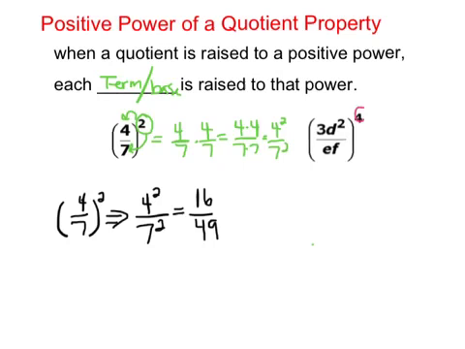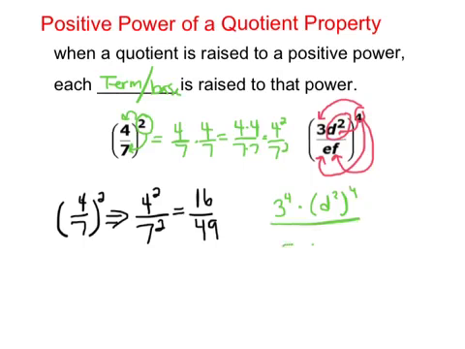So I take this 4, apply it to the 3, then I apply it to the d squared, I apply it to the e, and I apply it to the f. So each one of those terms. Okay? So each one of those terms. So now all I have to do is write this as 3 to the 4th power times d squared to the 4th power over e to the 4th power times f to the 4th power.